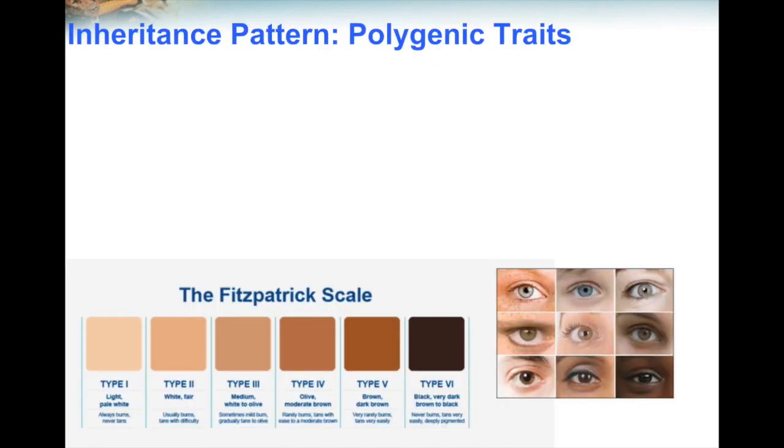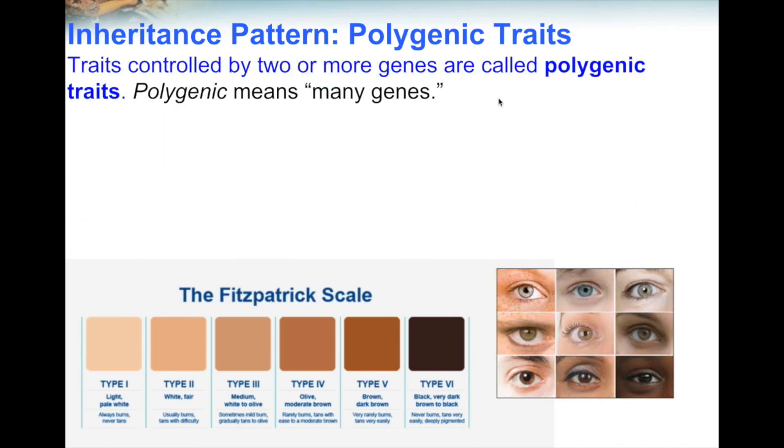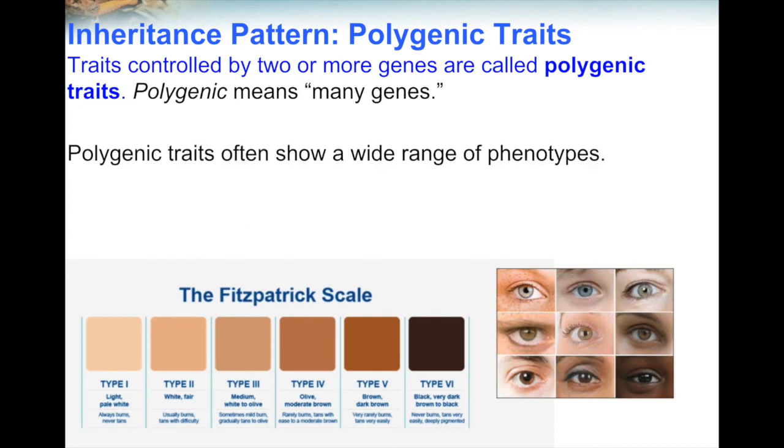So the last type of inheritance pattern that we're going to look at is called polygenic traits. And if we break down the word polygenic, poly just means many. Genic, you can think genes. So these are traits that are controlled by 2 or more genes, 2 or more sections of the DNA. So because there are multiple sections of the DNA that give information for the traits, there's going to be lots of different types of phenotypes or physical traits.